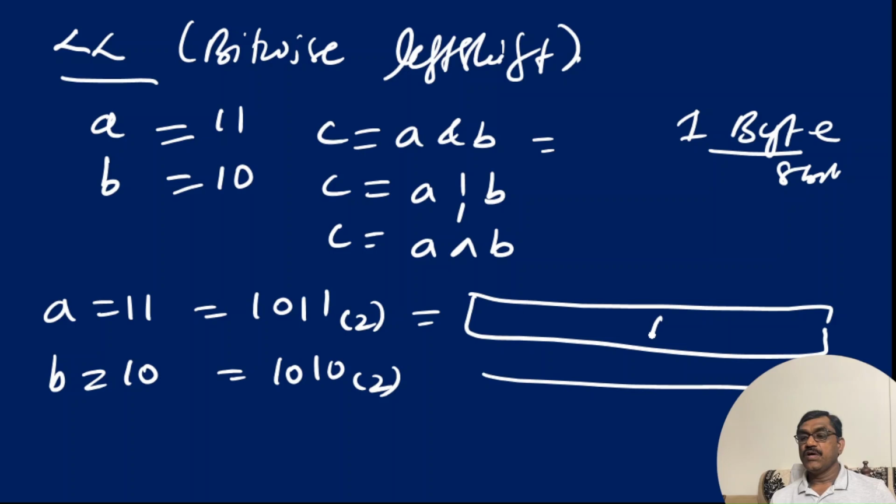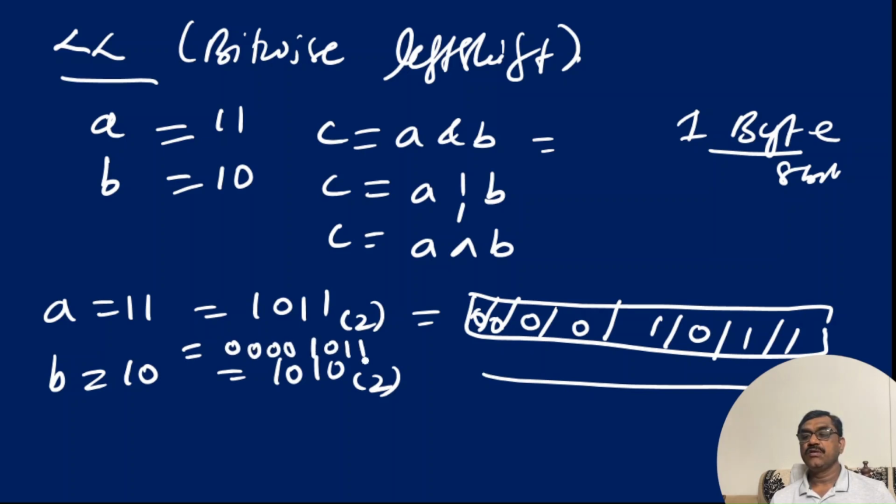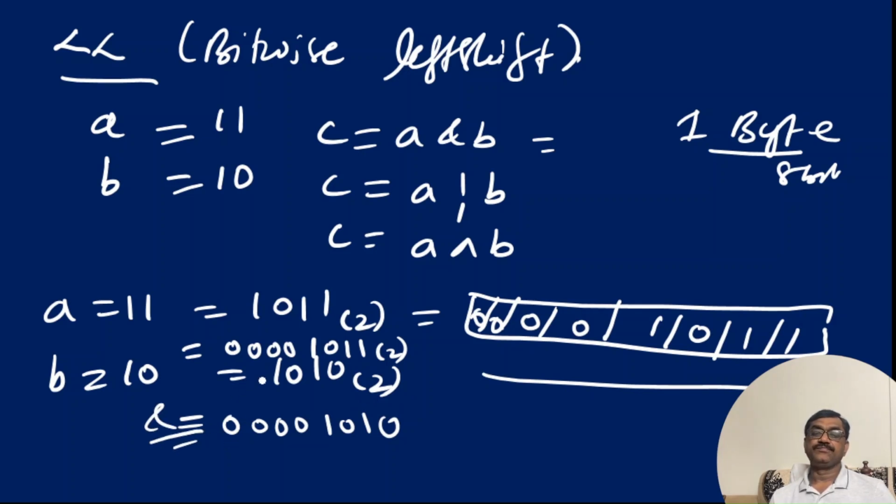So here 1, 0, 1, 1, these are the rightmost 4 bits. The remaining 4 bits are filled with zeros. That means 1011 is represented as 00001011. It is represented internally like this. Similarly, 1010 is represented as 0000 and 1010. After converting into these 8 bits, only then it is going to perform the corresponding operation and give the result. So these are the bit level operations.